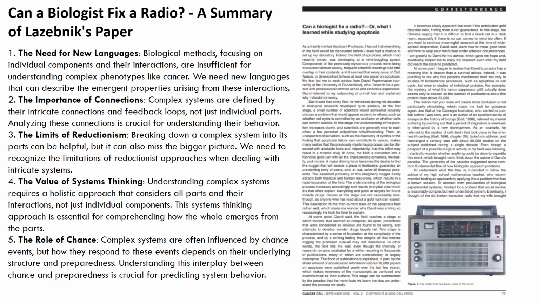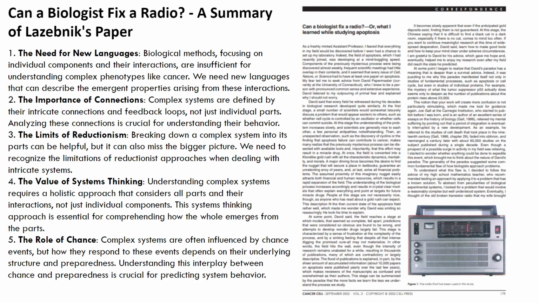Coming to the next point, the value of systems level thinking. Understanding complex systems requires a holistic approach that considers all parts and their interactions, not just individual components. This systems thinking approach is essential for comprehending how the whole phenotype emerges from its parts. So this kind of summarizes what we were talking about in the last few minutes: you need to have systems level thinking, not just focus on individual components.